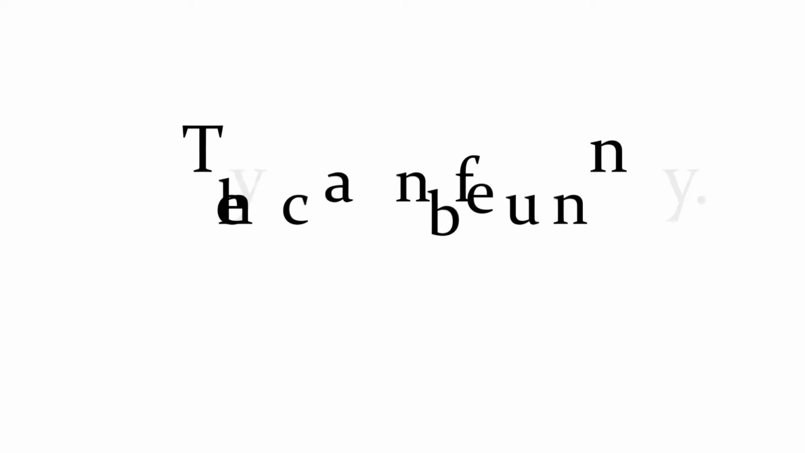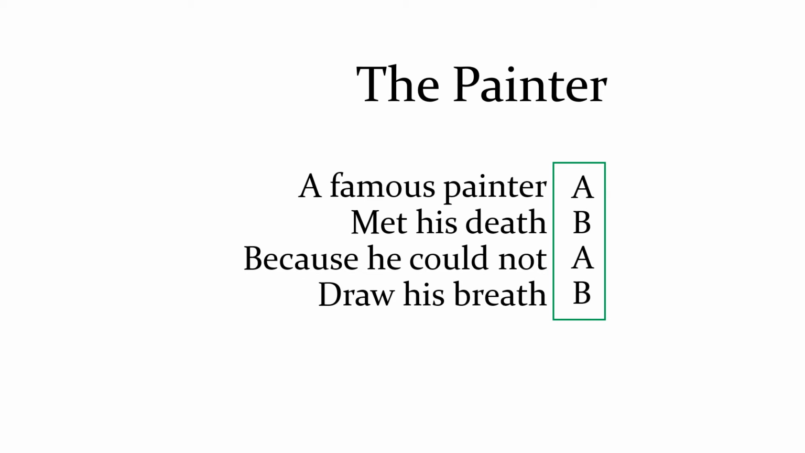Now, quatrains can be funny, like all poems. So here's a good one, but you'll need to think about it. A famous painter met his death because he could not draw his breath. Think about that. When you draw a breath, you inhale. And a painter should be able to draw anything. They can draw a bus or a raccoon, but this painter couldn't even draw his breath.